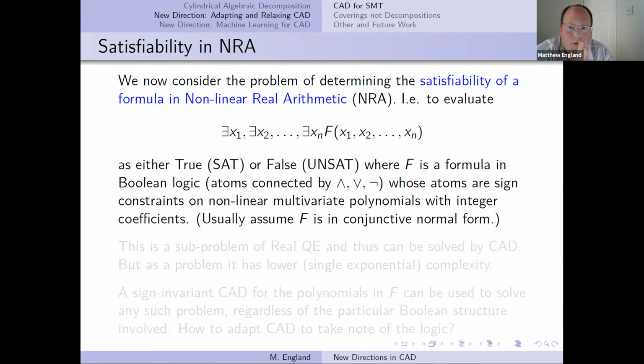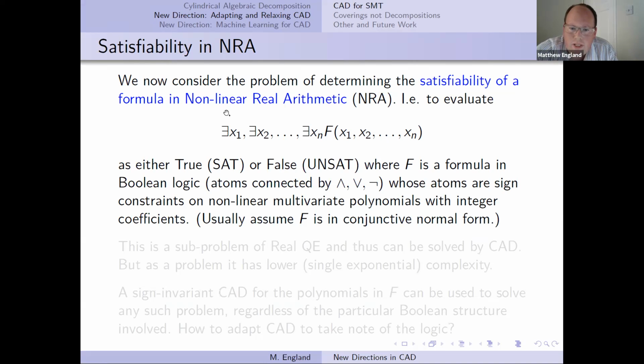So the first one, I'm just going to define a slightly different problem that we want to solve before I introduce it. So the problem here is the problem that's called in the computational logic community the satisfiability of nonlinear real arithmetic, or NRA. So this means to evaluate this quantified expression here as either true or false, and it will evaluate to either true or false because every variable in the expression is quantified, and more than that, they're all existentially quantified.